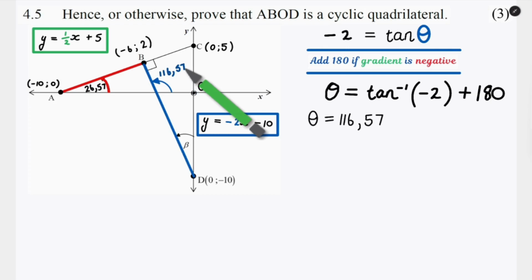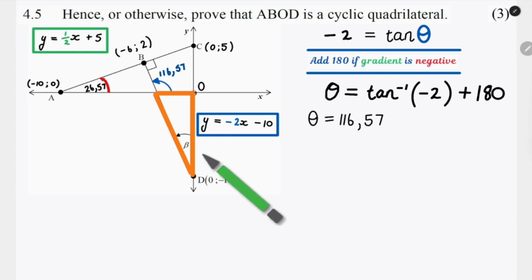Now, we're going to use that to get beta with the following triangle. So with this orange triangle, this corner of the orange triangle is 90 degrees. Every little corner on the Cartesian plane is 90 degrees. And then this angle over here, if I just had to extend this line of the orange triangle, we can a bit more clearly see that this 116.57 is an exterior angle of this orange triangle.